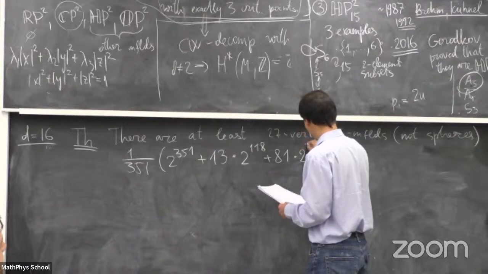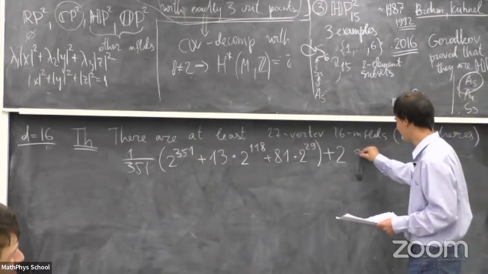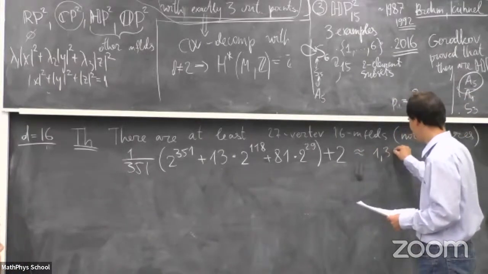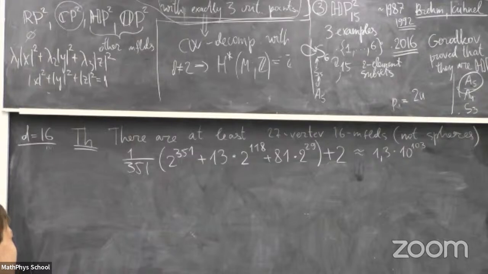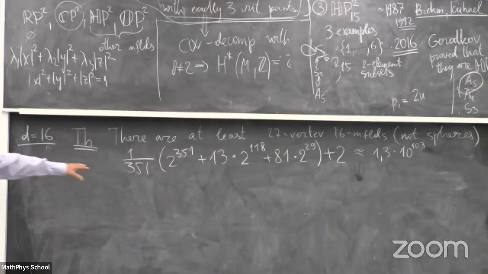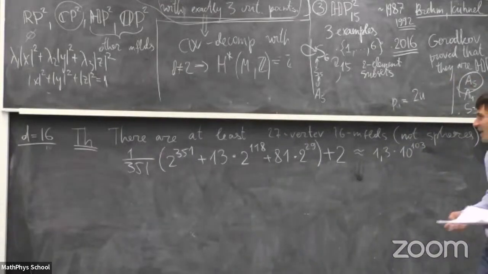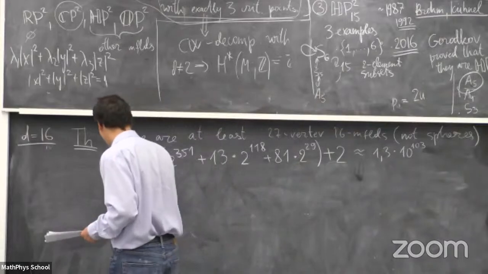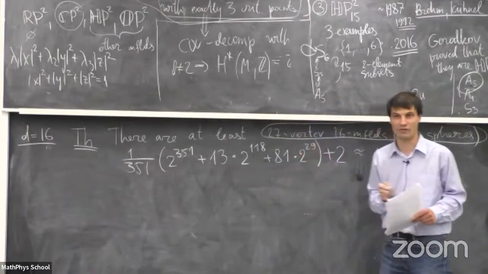Yes, this is an answer to a question about expectation, as plus 2. Well, this is approximately 1.3 times 10 to the power 103. So we have at least as many pairwise non-isomorphic triangulations of such kind. Yes, this is an integer. It actually divides by 300. So there are at least as many such triangulations, which are pairwise non-isomorphic.